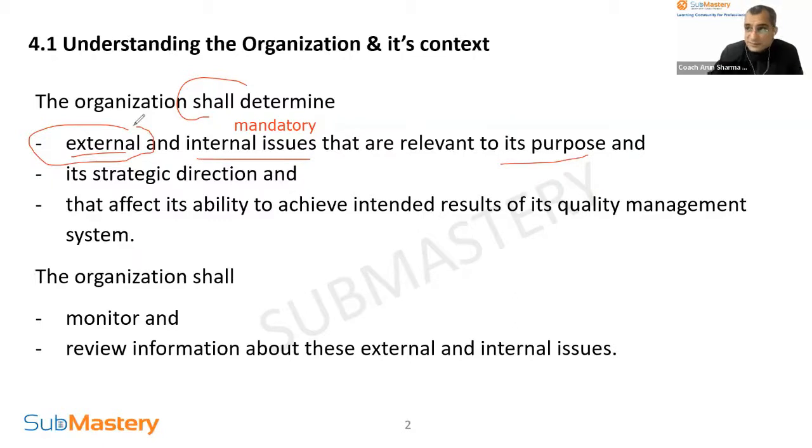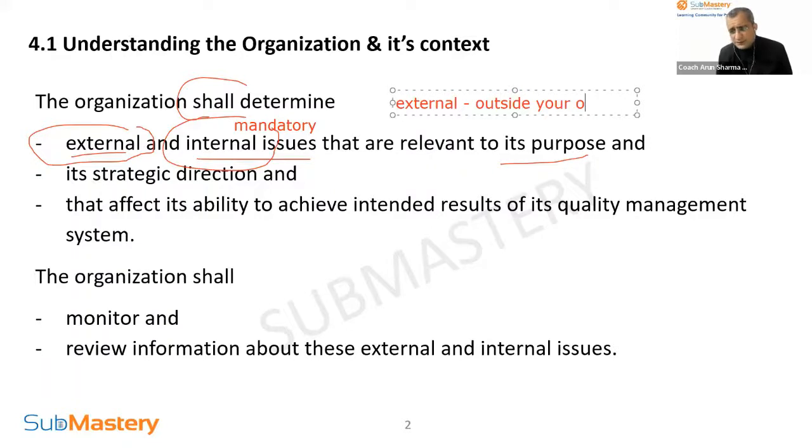There are some external issues like political, economic, social, and many of these are external issues over which you may not have direct influence. So what do we say? External issues are those where you might not have direct influence. Internal issues are within your organization, in which you have direct control. So external issues are what is happening outside your organization, and not necessarily outside your organization, but those over which you don't have direct control.